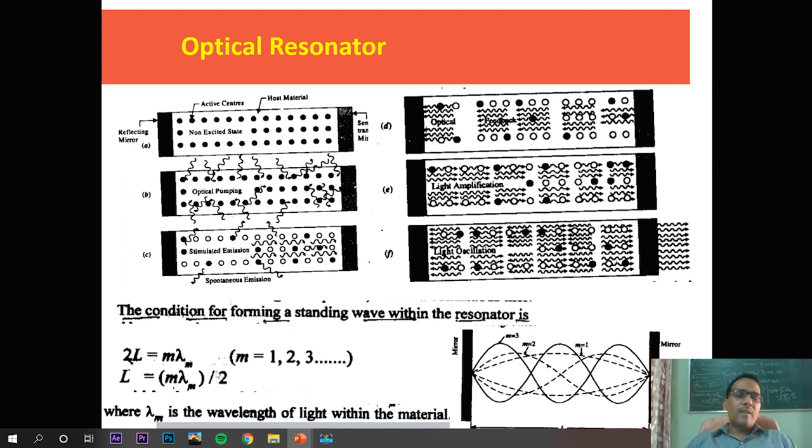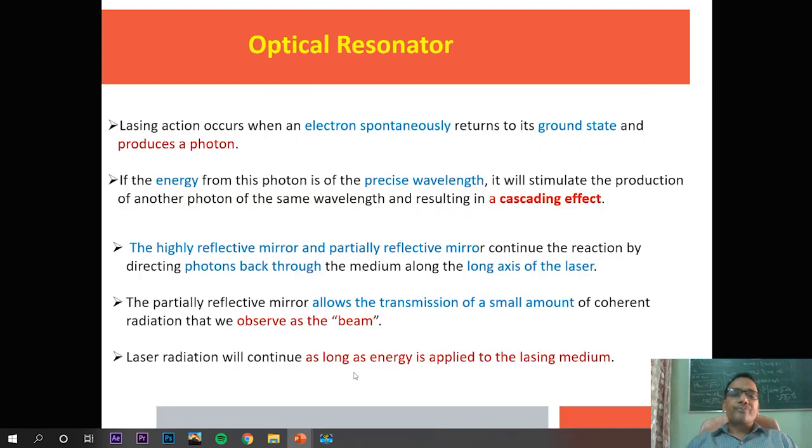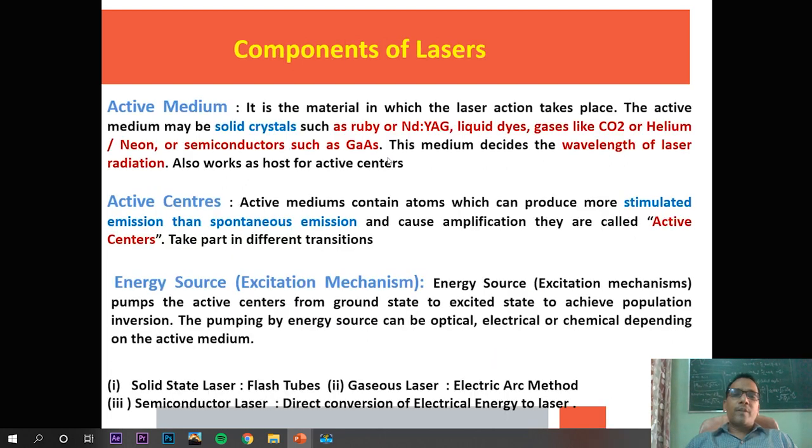If all those photons fulfil this condition, they remain inside this cavity, and other photons can go outside of this system. These are standing waves, with m equal to 1, m equal to 2, and m equal to 3. So this is the condition for standing waves. This is the mechanism of the optical resonator I have discussed, and then the components of laser.